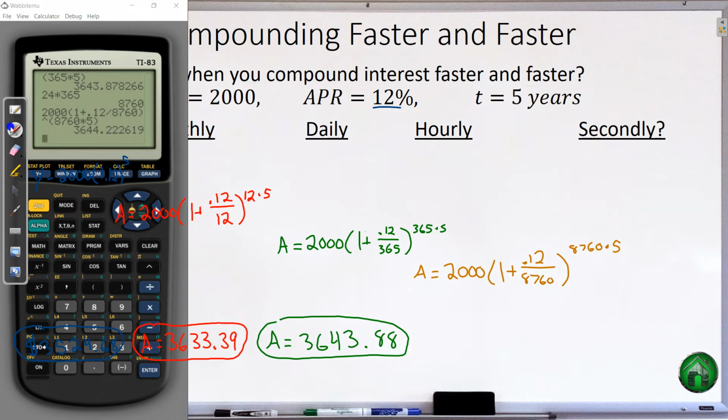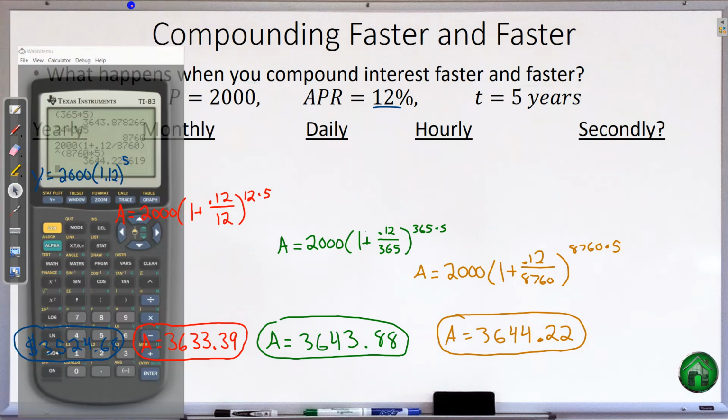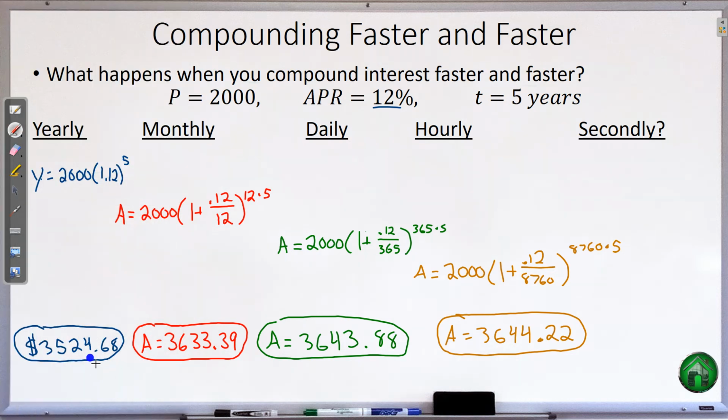So we get $3,644.22. As you can see, we did go up a little bit, but we went up by almost nothing. We're at $43 here. Now we're barely at 44 when we're getting interest every hour. And if you did seconds, you'd realize it would go up, but by even less. While we are getting more and more expensive here, we're getting more expensive by less and less.